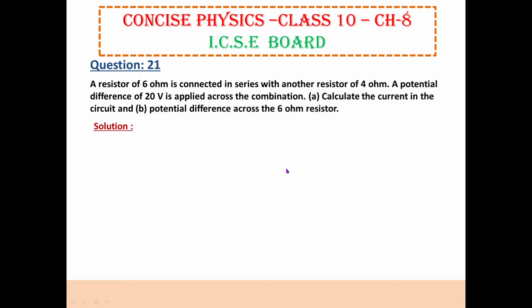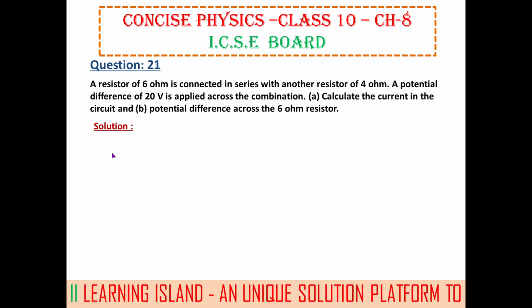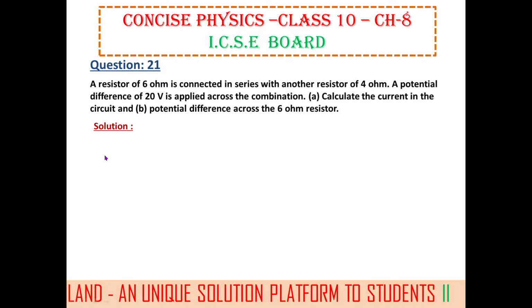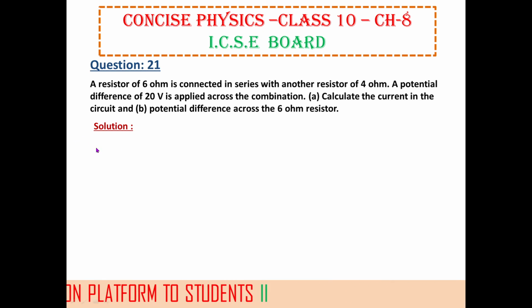So let us start with the question number 21. Here it is mentioned that a resistor of 6 ohm is connected in series with another resistor of 4 ohm. So it is connected in series. So let us do it step by step. First of all, let us draw the circuit diagram so that it becomes easier for you.